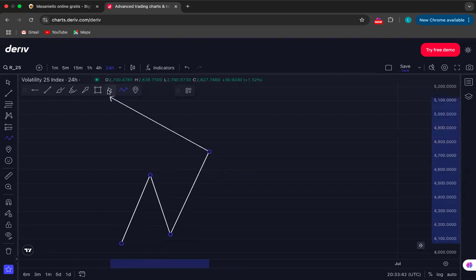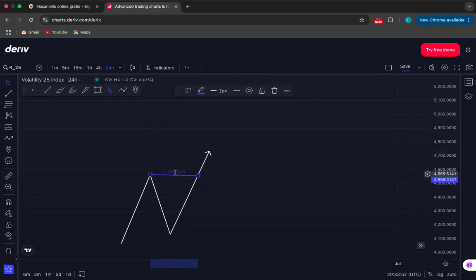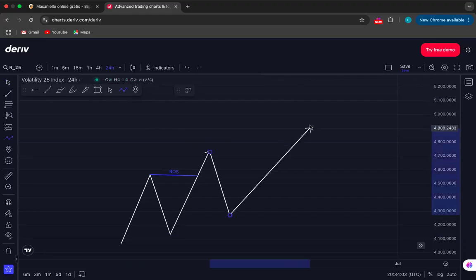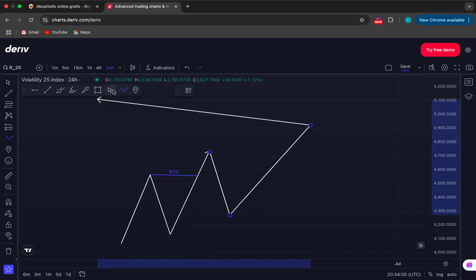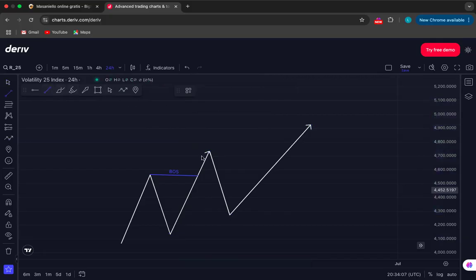So the point at which the market breaks the recent highest point to give us a new highest point is called what? Our break of structure. This point is our break of structure. Let me label it: break of structure, BOS. So the market gives us this push again. What are we expecting? Break of structure. Where's our break of structure here? Here's our break of structure.